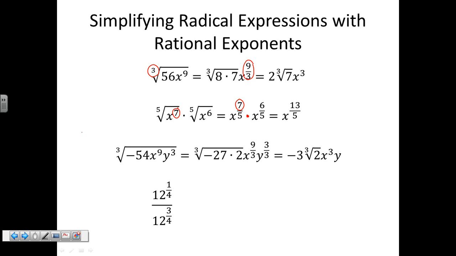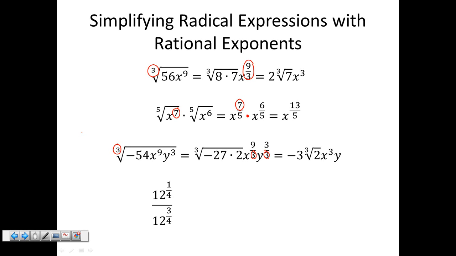The cubed root of negative 27 is negative 3, because negative 3 times negative 3 times negative 3 is negative 27. The cubed root does not work out real great with the 2, so we just leave it. The cubed root of 2. And that fractional power, this 3 as a denominator on the 9 and on the 3 works out great. X to the 9/3 is x cubed. y to the 3/3 is just y.